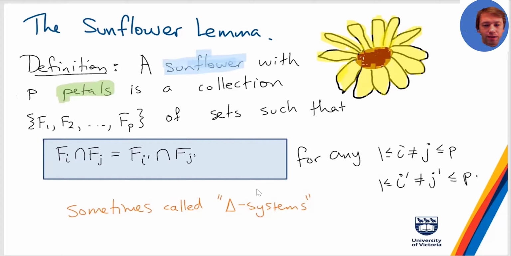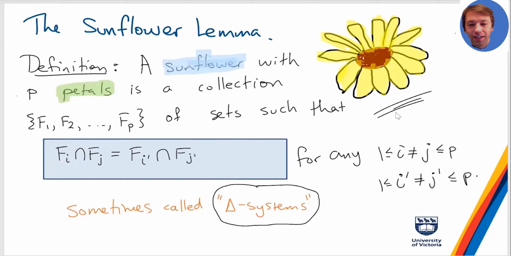In the literature, sometimes you'll see the word delta system, but we're going to call them sunflowers because that's funner, isn't it? That's a nicer way to talk about them. This is my crappy drawing of a sunflower here. Is the definition clear? Okay.